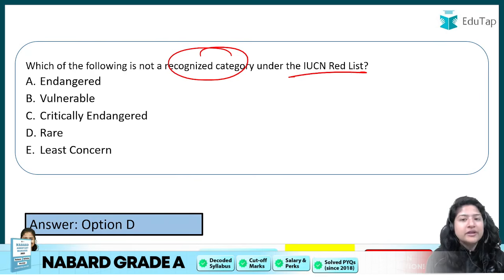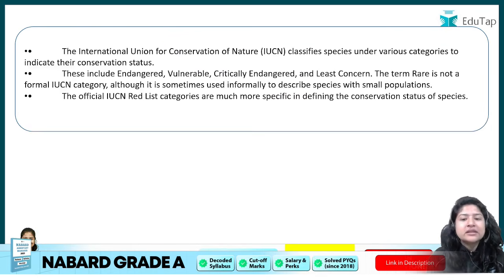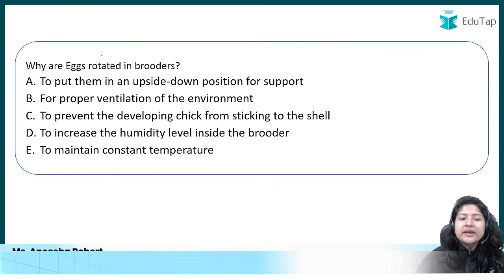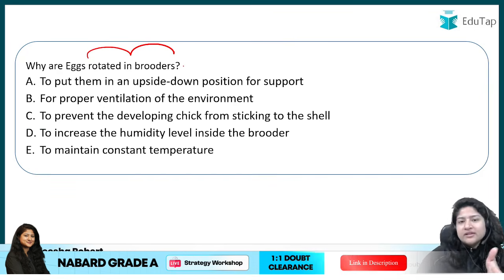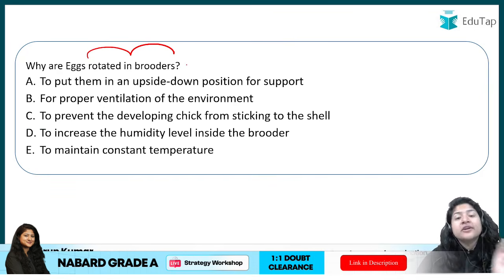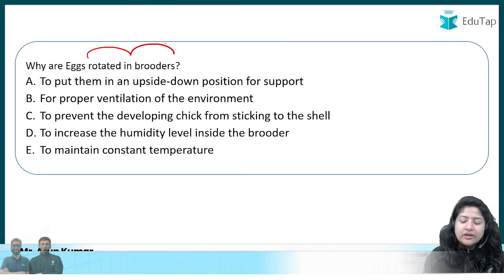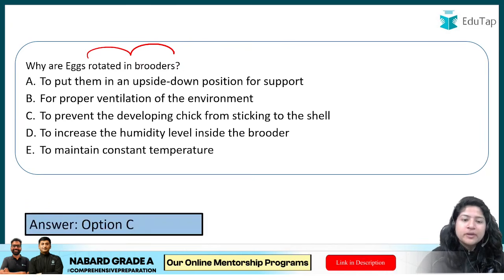Again a part of your ecology portion, okay, rare is the correct answer. Next is: why are eggs rotated in brooders? This is related to the poultry part of animal husbandry, so your topic name is animal husbandry and poultry. In poultry, the egg portion was used, meaning that topic was asked, okay.